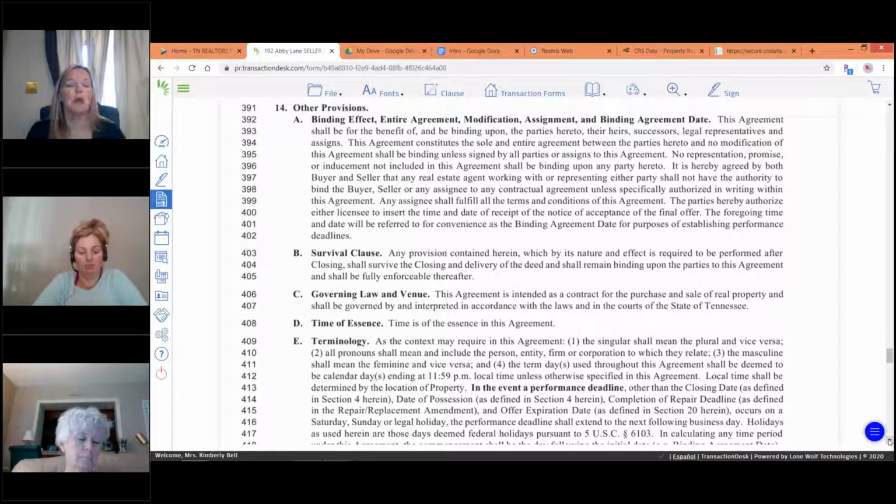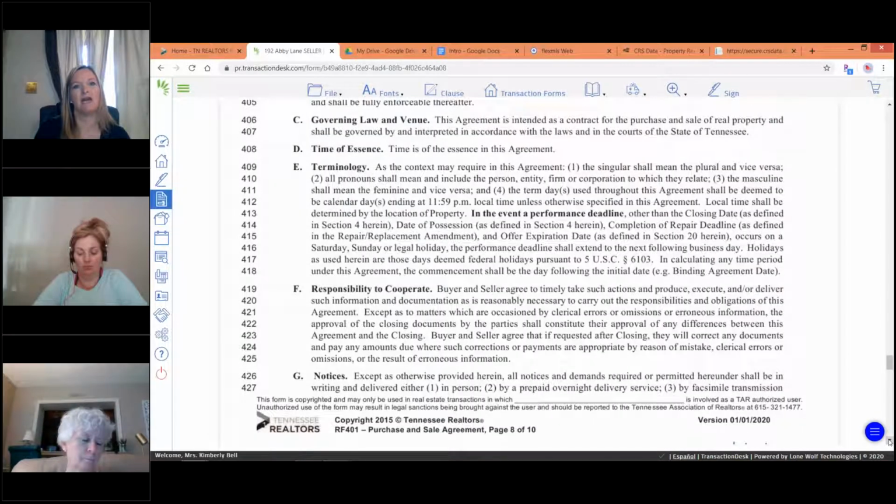Okay. Survival clause. There's things that are supposed to be performed after closing. It's called survival, and they survive the closing and delivery. Governing law and venue. We have to abide by the state laws. Time is of the essence. If people aren't doing things like they're supposed to, time is of the essence.